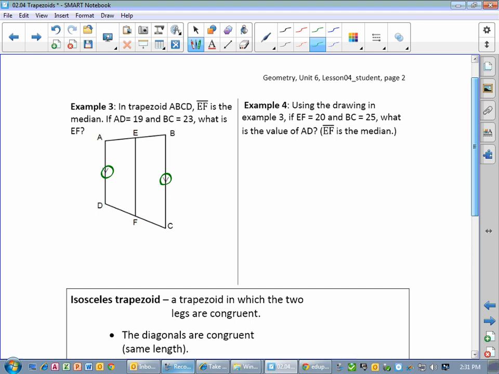So AD we're told is 19, and BC we're told is 23. It says, what is EF? Now, EF, remember, is the median. And on the previous page, we kind of had a formula. The median is equal to base 1 plus base 2 divided by 2. So EF will be base 1, which I'll call AD, plus base 2, which would be BC, divided by 2.